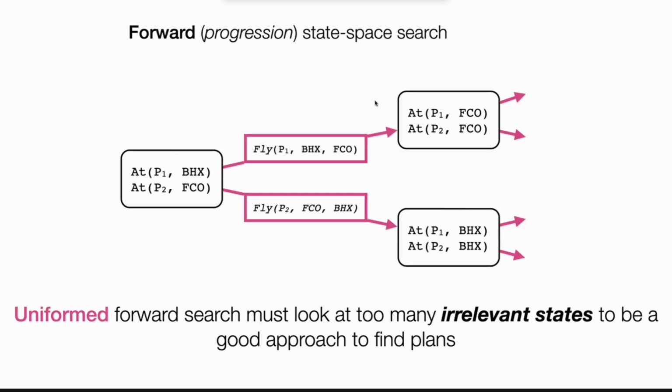Right, so we've seen our problems. The question is, how do we find plans? Well, I've already sort of described that we've got our initial state, our goal state.